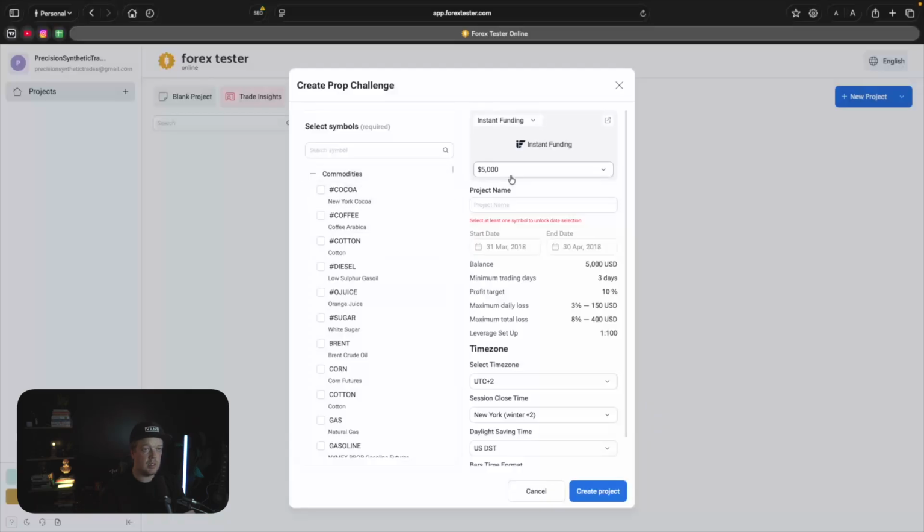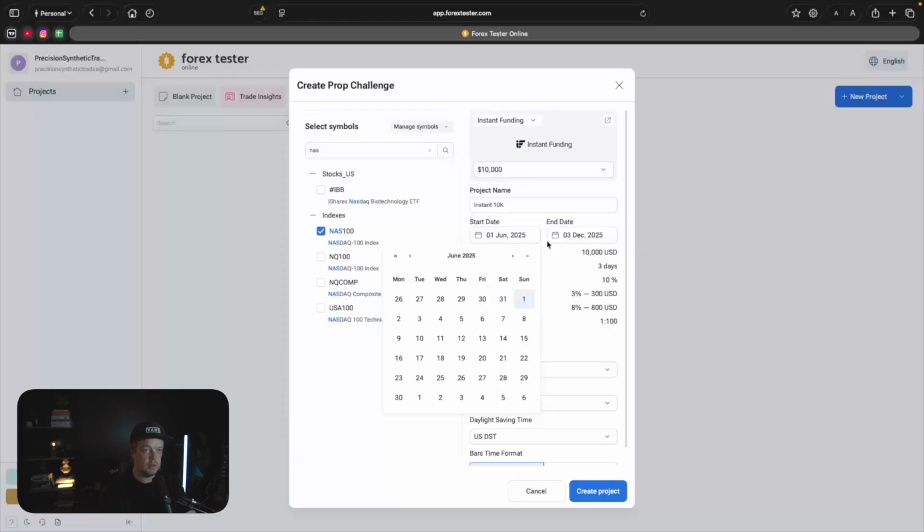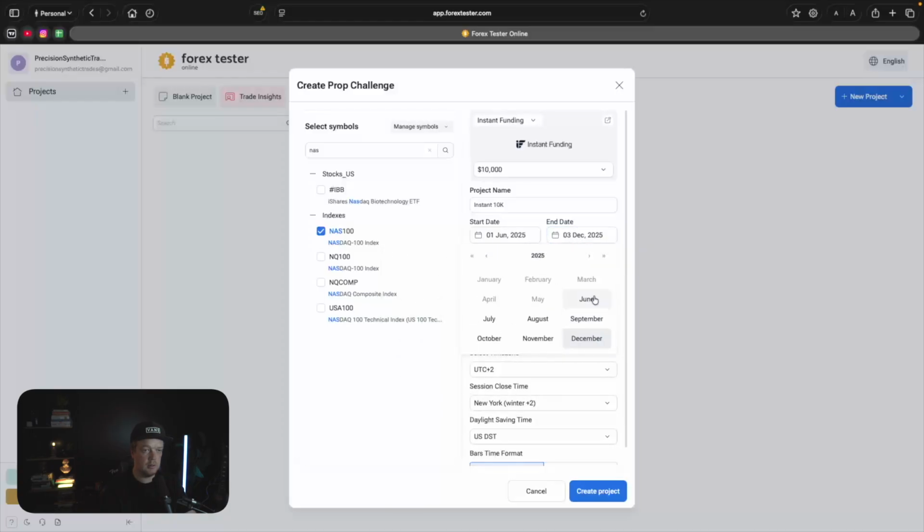So in this case, let's say we are going to do instant funding. Let's start with nice and small. Let's do a 10K challenge one. Let's call this instant 10K. We want to do, let's do NAS 100. Let's do a random month. Let's go to 2025 though. Let's choose June 1st. The end date June 30th, so that's a month. So we got a whole month to pass this challenge.